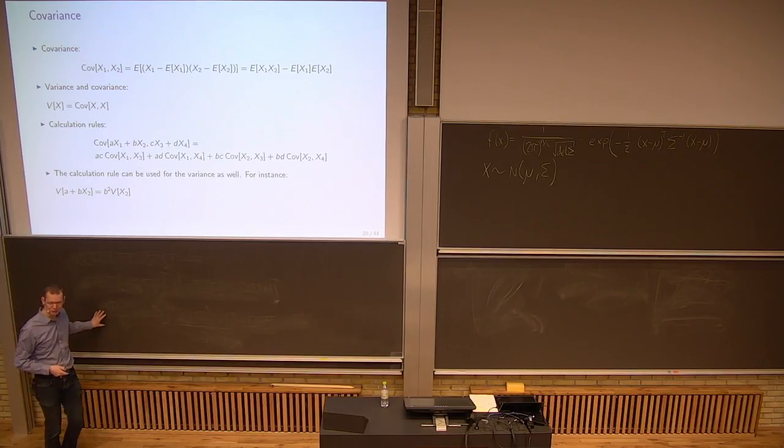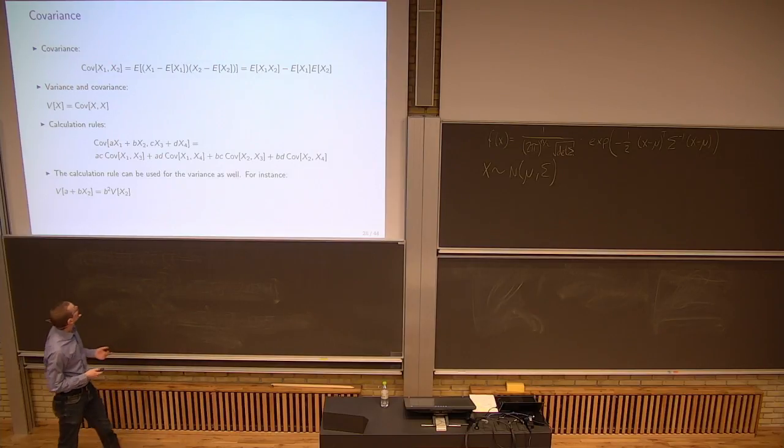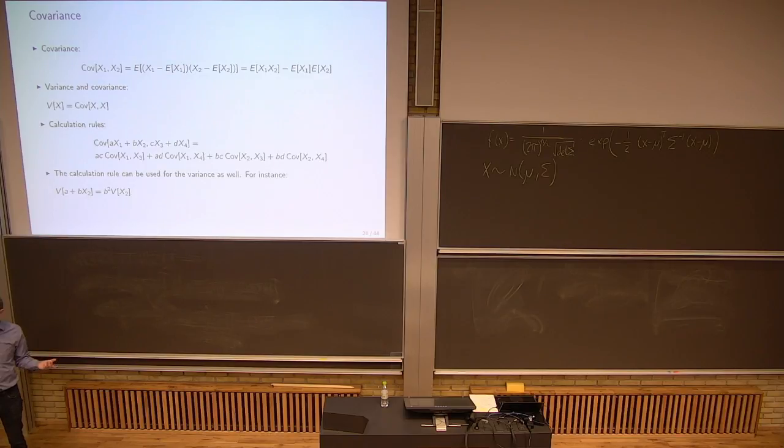So it's the expectation of x1 minus its expectation times x2 minus its expectation. Similar to the calculation we did just down here, you can do the same thing and you end up having that can be calculated as the expectation of the product of the two minus the product of the expectations. Okay, and as a special case, the variance is the covariance with yourself. We're still in univariate case.